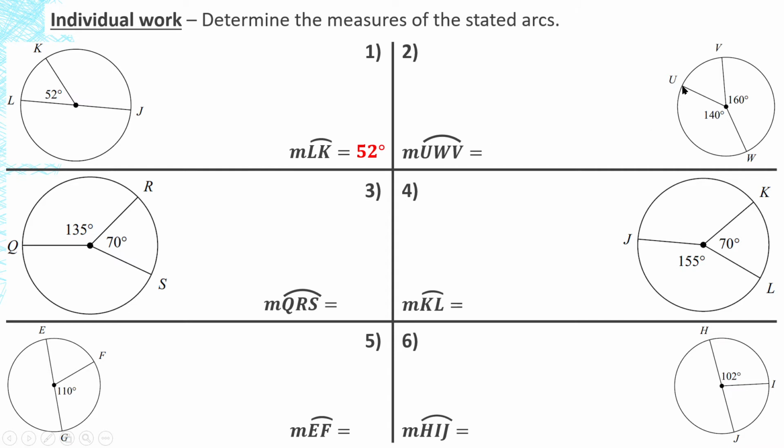We're starting at UWV. It's made up of these two arcs that are given. Well, we have the central angles, right? But since this is 140, that means the arc from U to W has an arc measure of 140. From W to V is an arc measure of 160, so we simply add them together. And there we have it. Let's look at QRS. That one's just like number 2.